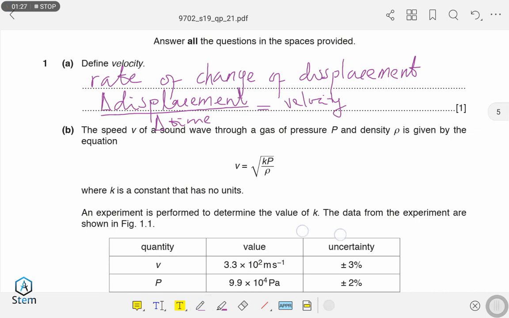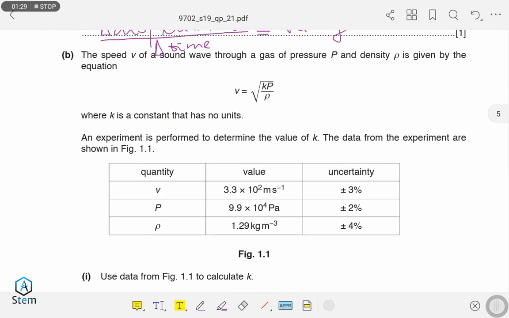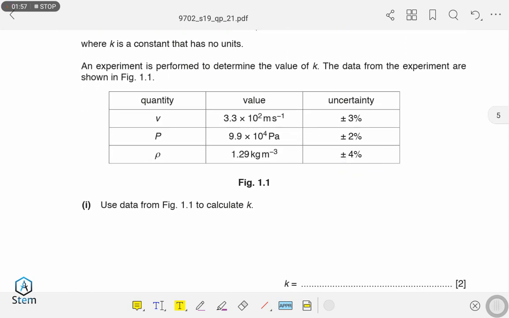Alright, let's look at the second one, a very common type of question where they ask you to calculate uncertainty. Let's see how we can solve that one. The speed v of a sound wave through a gas of pressure P and density ρ is given by the equation. We have our equation where K is a constant that has no units. An experiment was performed and the following data was obtained. Let's move to the question. Use data from Fig 1.1 to calculate K.